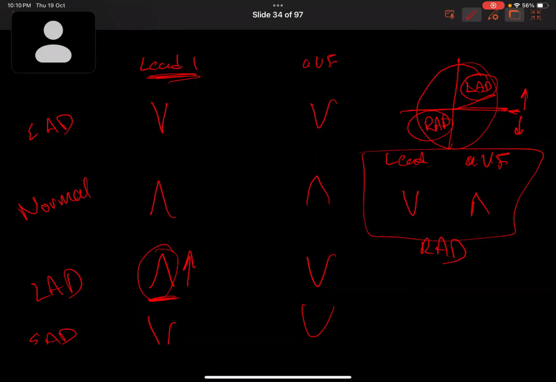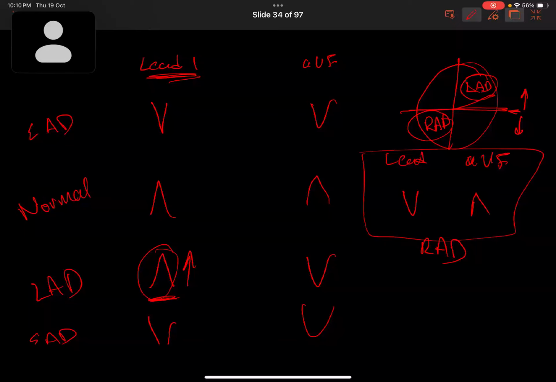This is a way that you can figure out if the cardiac axis is normal or if there's an axis deviation. When do we have a right axis deviation? That will be if you have a right ventricular hypertrophy. So just remember, right axis deviation is right ventricular hypertrophy. If you have a left axis deviation, that happens in the case of a left ventricular hypertrophy.